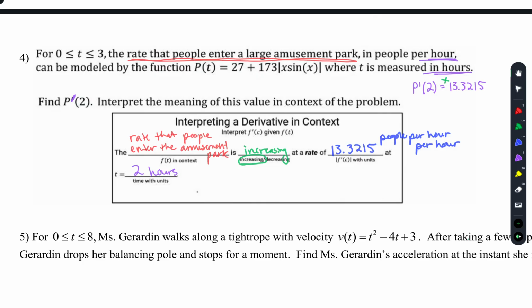Okay, the reason it's people per hour is because that's the Y, right? This is the Y, and then this is like the X. So if you're doing a slope, this would be your numerator unit. This would be your denominator unit. So, yeah, makes sense? Okay.